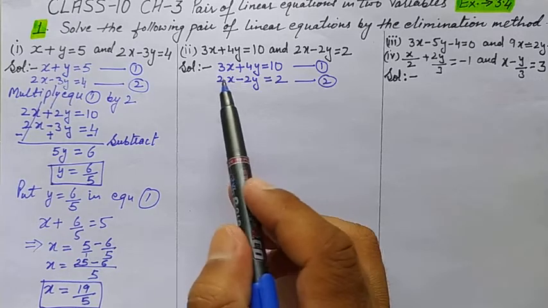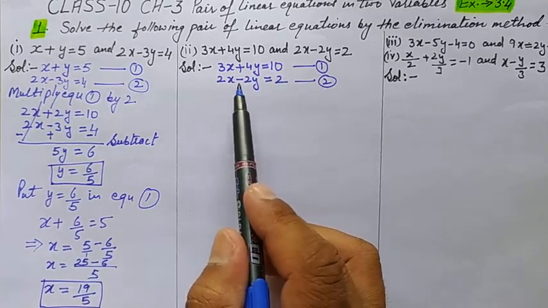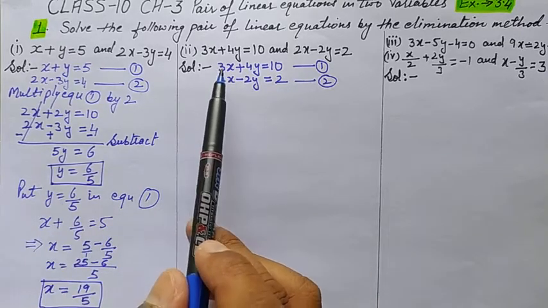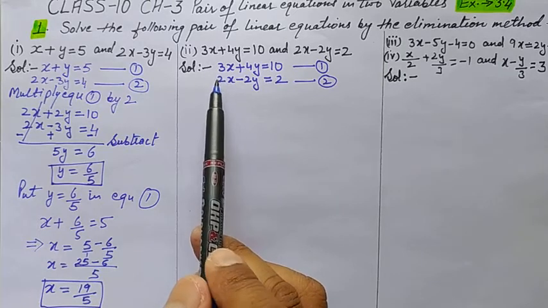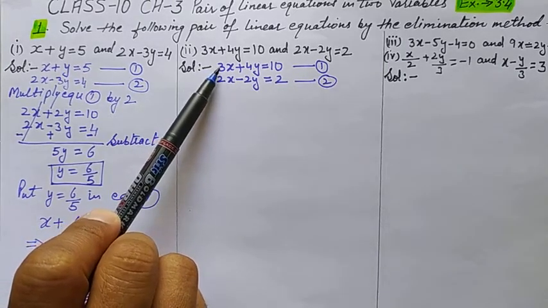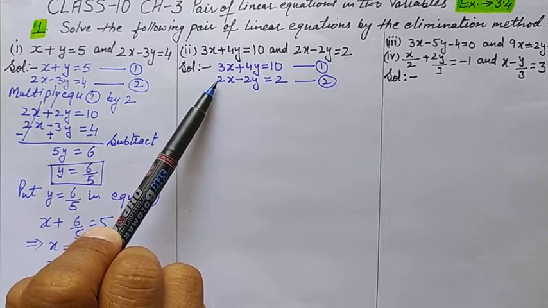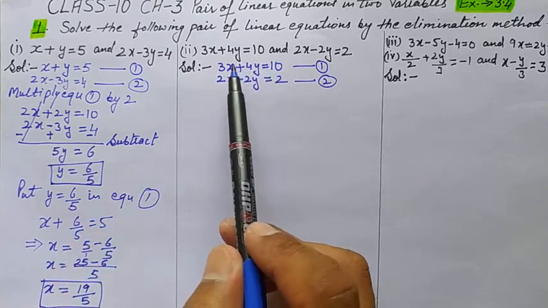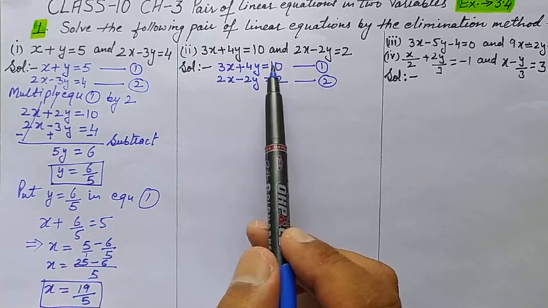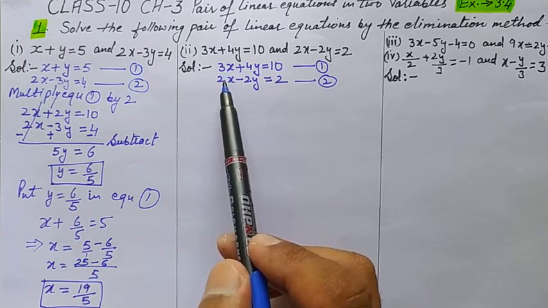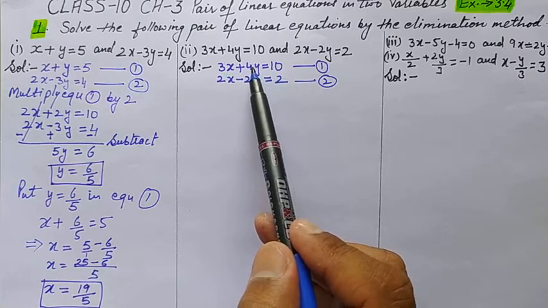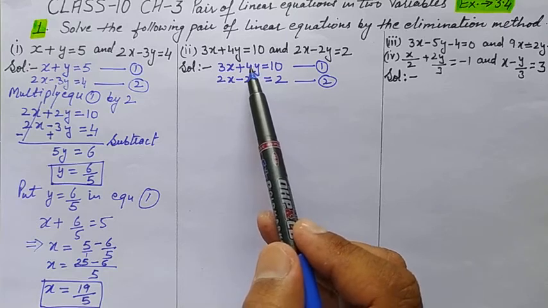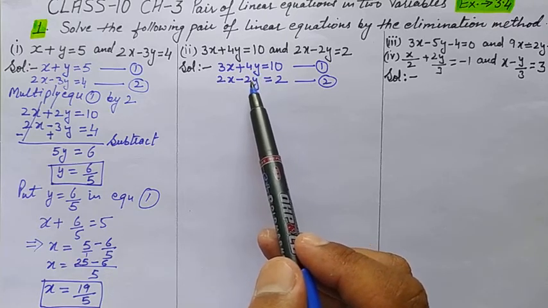Second part: 3x plus 4y is equal to 10, 2x minus 2y is equal to 2. Here the LCM of 3 and 2 is 6. If I multiply 3 by 2 it becomes 6, and 2 by 3 it becomes 6, so the coefficient of x will be the same. It can be done this way also, multiplying equation 1 by 2 and equation 2 by 3, so it becomes 6 here. The second option is, if I multiply only the second equation by 2, then it becomes 4y, and here it is already 4y. So the coefficients will be the same.